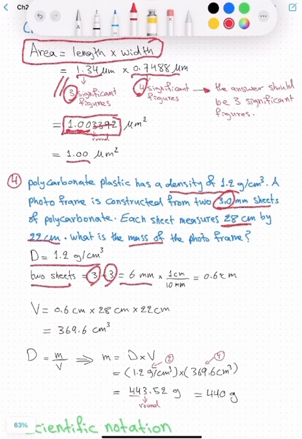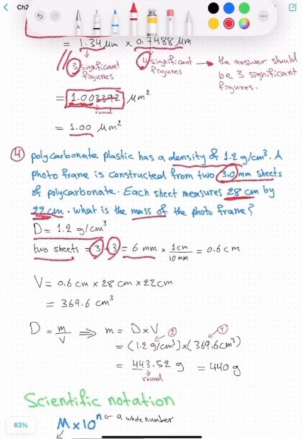Change it into centimeter. Why? Because the other measurements are in centimeters. Okay, they should have the same unit. So we have 0.6 centimeters. Then the volume is, just multiply your 3 numbers. We have 3 measurements, just multiply them. So 0.6 times 28 times 22. The answer is this. Okay, then this is your volume.